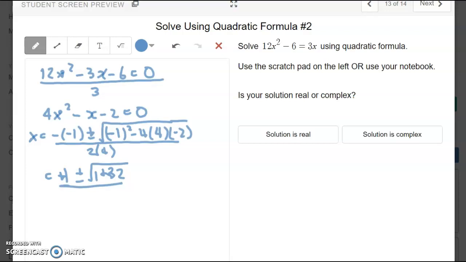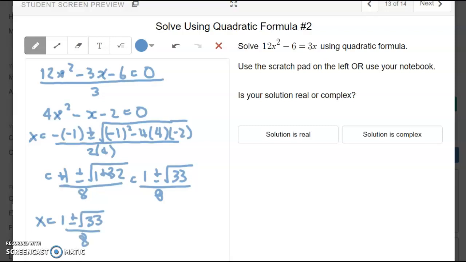all over 8. And that is 1 plus or minus, we don't have the square root of a negative number, we have the square root of a positive number. That means it is going to be a real solution. And I cannot divide 8 by 1 or anything else, and the square root of 33 cannot be simplified any further. So x is equal to 1 plus or minus root 33 over 8.